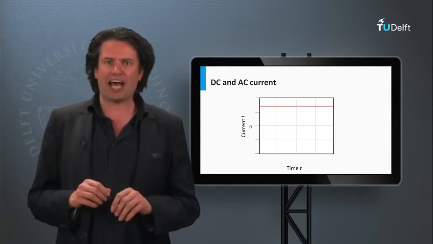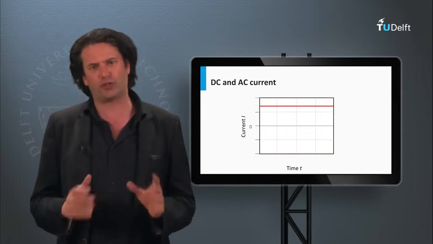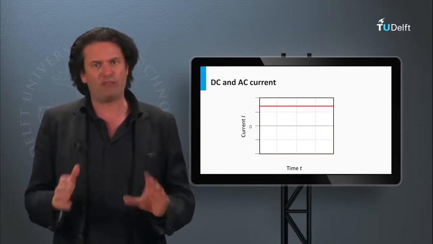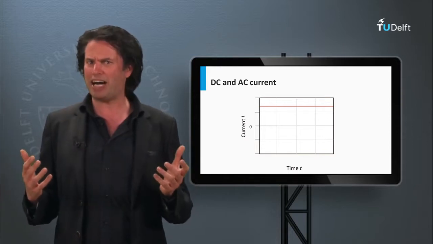All the discussions we have had so far on the PV electrical output in terms of current, voltage and power have all been DC in nature. What do I mean by DC?